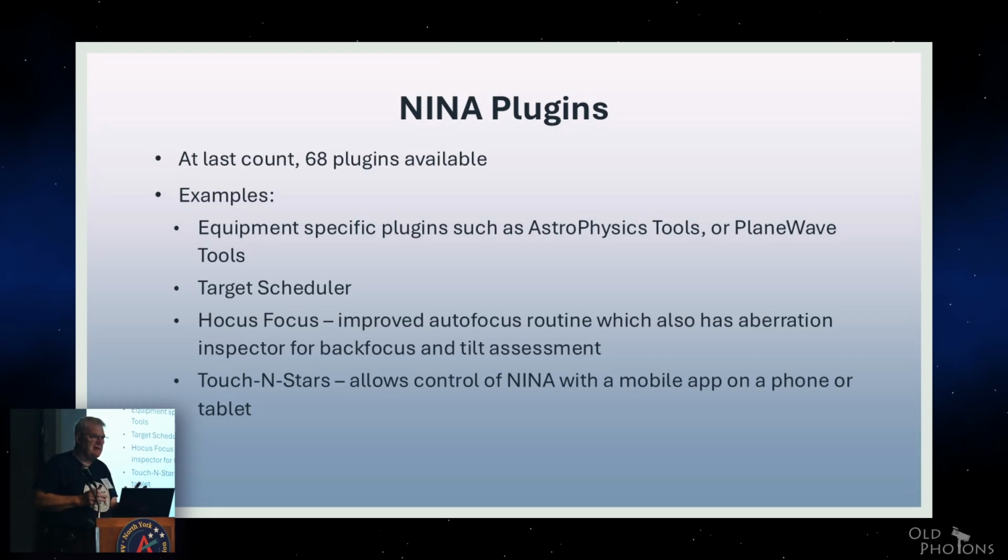Here's one of those places I could get off in the weeds very quickly, so we'll go through this pretty quickly. But if you're using things like an astrophysics mount or plane wave telescope and so on, a lot of manufacturers have come up with their own plugins to give you additional features within Nina. There's a target scheduler. Hocus Focus does a better autofocus routine, and it also has an aberration inspector in it that will give you an indication of back focus and tilt problems.